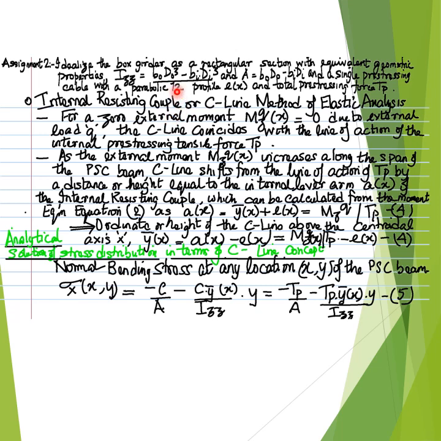The theoretical basis for the internal resisting couple method of elastic analysis, or the C-line method of elastic analysis of pre-stressed concrete beams, lies in the moment equilibrium equation, that is equation B, of a general cross-section X in a pre-stressed concrete beam based on the fundamental assumptions enumerated in one of the earlier slides.